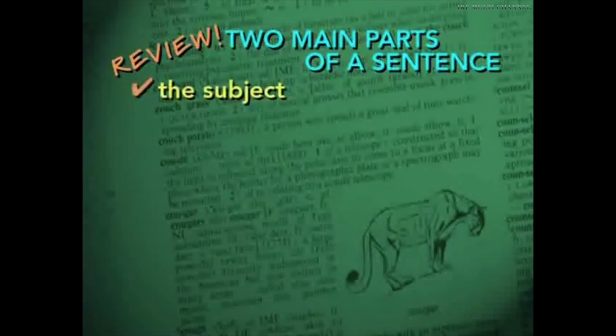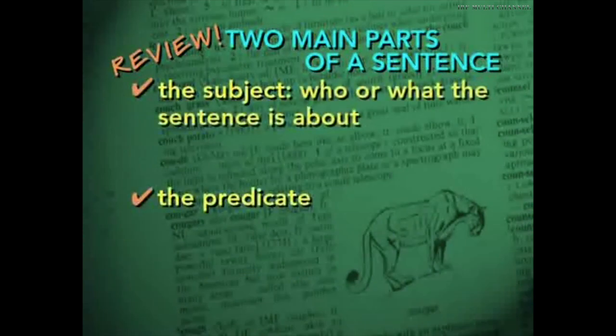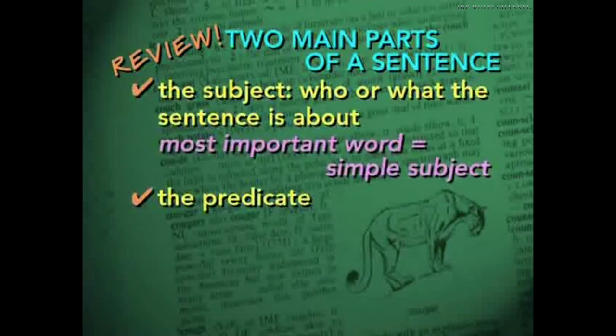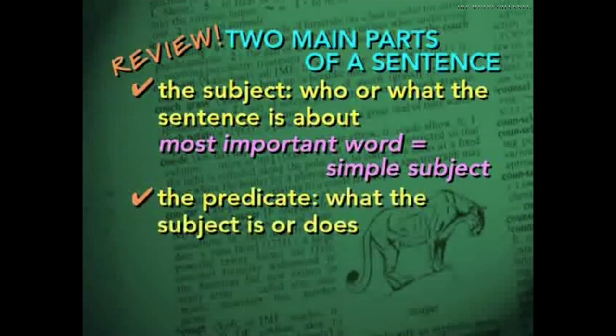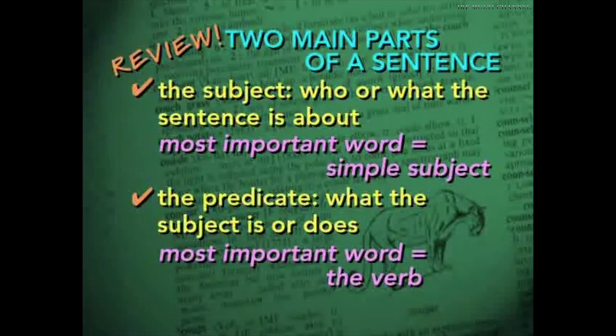We've seen then that every sentence can be broken down into two main parts, the subject and the predicate. The subject expresses who or what the sentence is about, and one word from the subject, the simple subject, is the most important word in the subject. The rest of the sentence is the predicate. It tells what the subject is or does, and the most important word in the predicate is the verb.